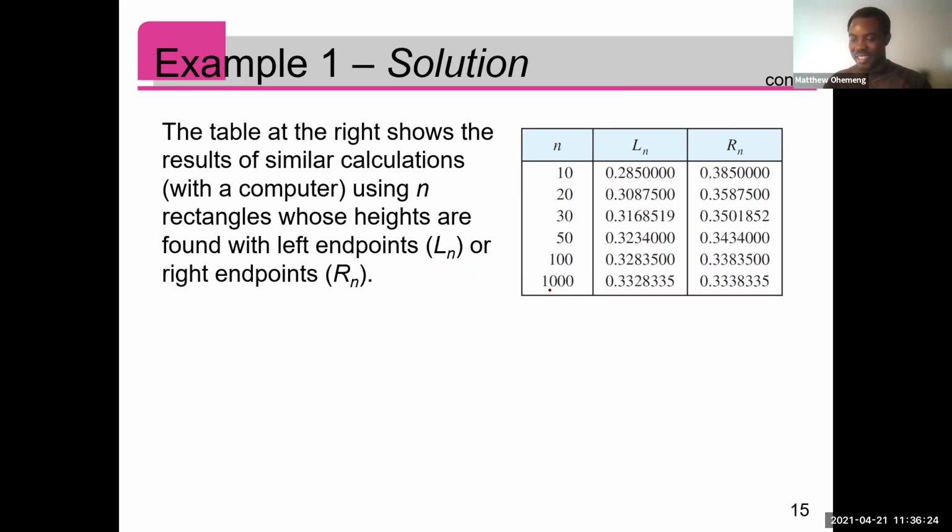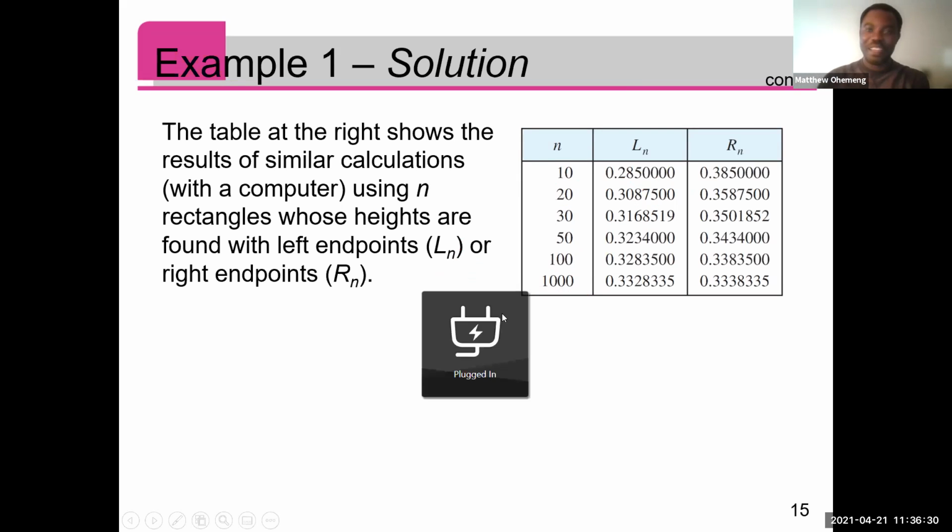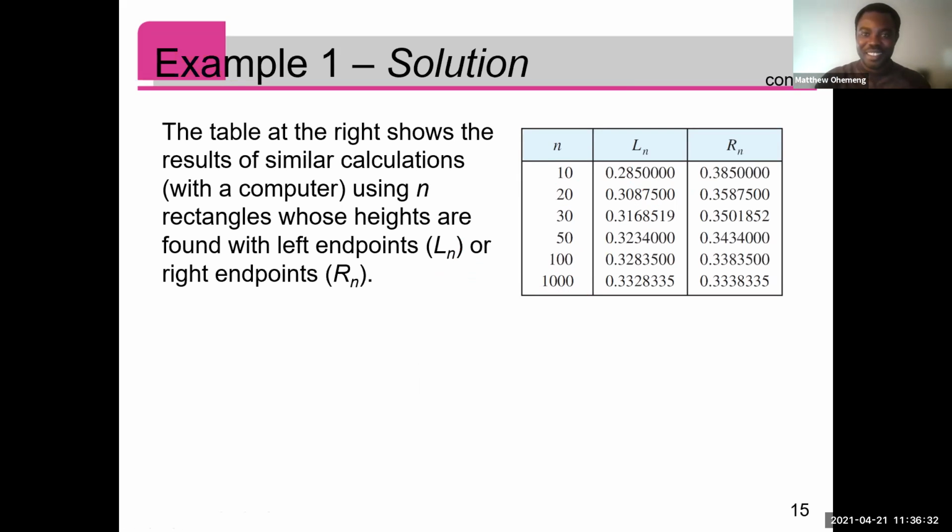So once more, if I want the true area, what should the n be? What do you think? Looking at the pattern. Anybody? What should I increase the n to? Perfect. Infinity. The n has to approach infinity. That means if n approaches infinity, then we're going to get the true area, right?